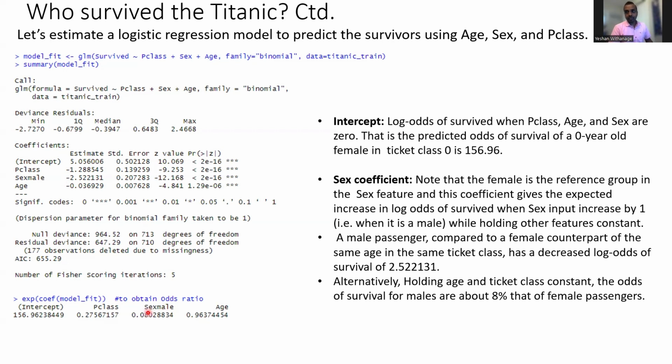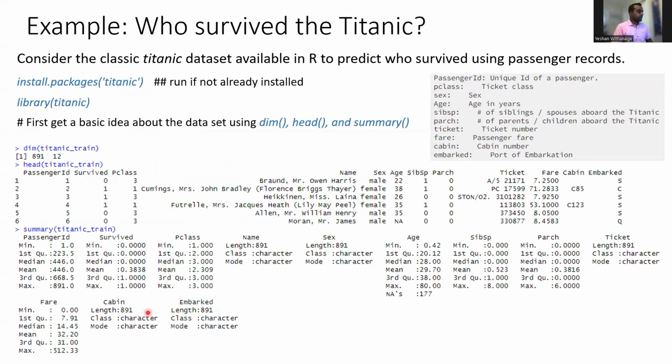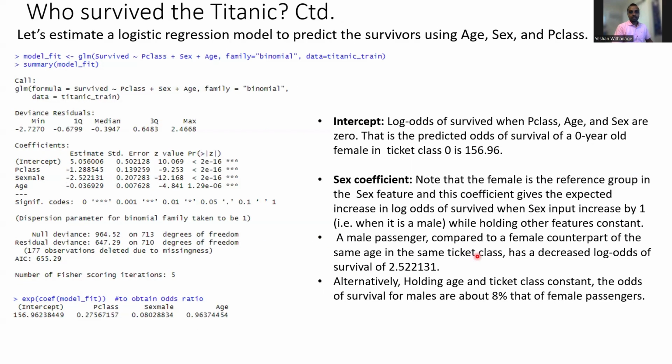It's because if you look at the previous slide, here you can see the base category for sex is females. Therefore, everything is explained with respect to the base category. So when we increase the sex variable by 1, that means it is changing from female to male.